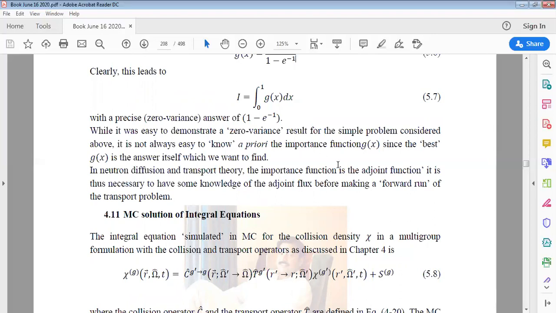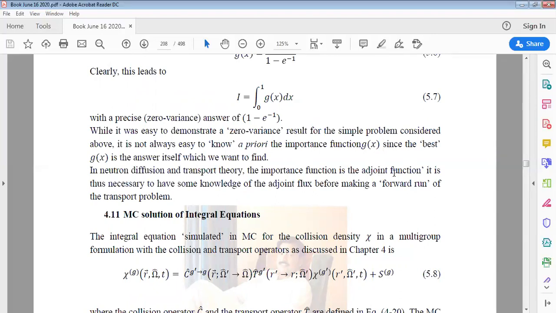So the importance function is something that you should try to get and use, and bias your simulation with the importance function to make your simulation more efficient computationally. And the answer to that is that you should use the adjoint function. Now, this brings us to asking: do you have a knowledge of the adjoint function? The answer to that question is yes, you do.